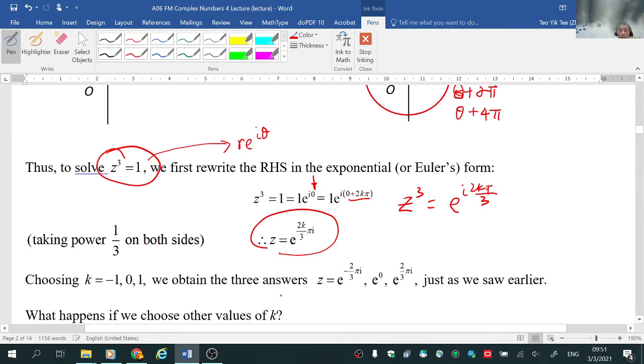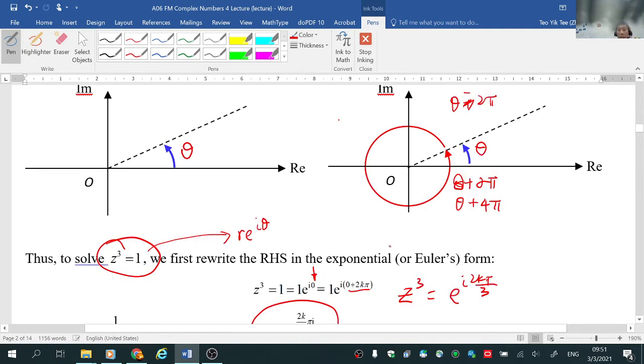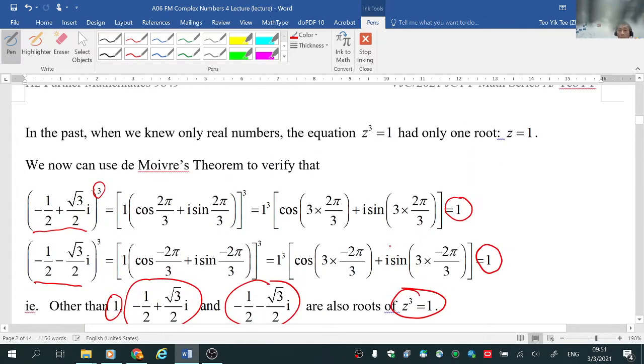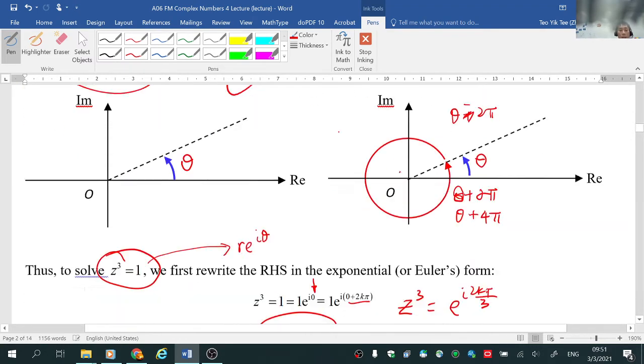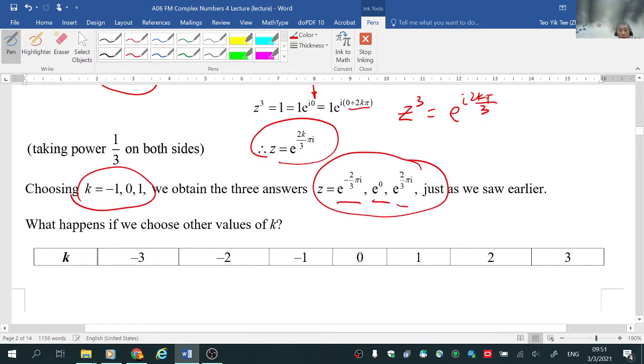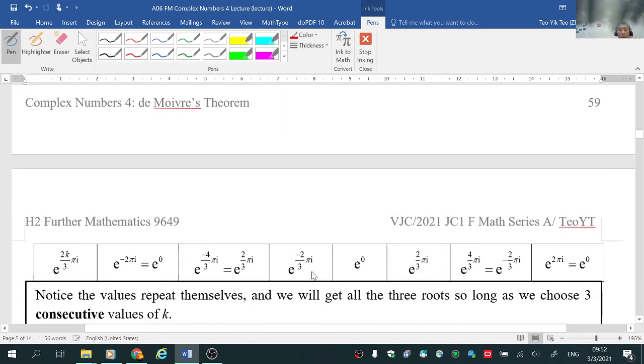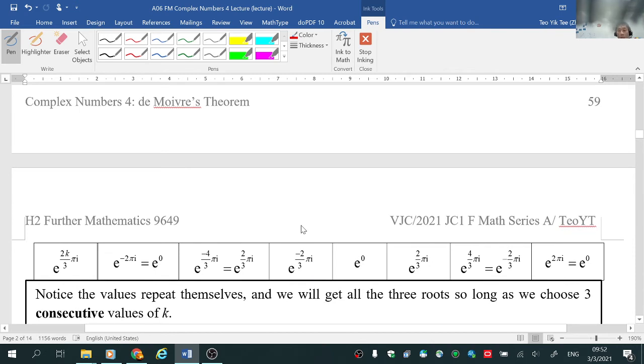If I let k equal minus 1, 0 and 1, I will get 3 answers coming out from there. And these 3 answers are equivalent to the 3 answers that we had previously. The important rule is that I need to use 3 consecutive values of k. So what happens if I use other values? Instead of minus 1, 0, 1, I use minus 3, 2, minus 1. I can generate all the different solutions coming out from this.